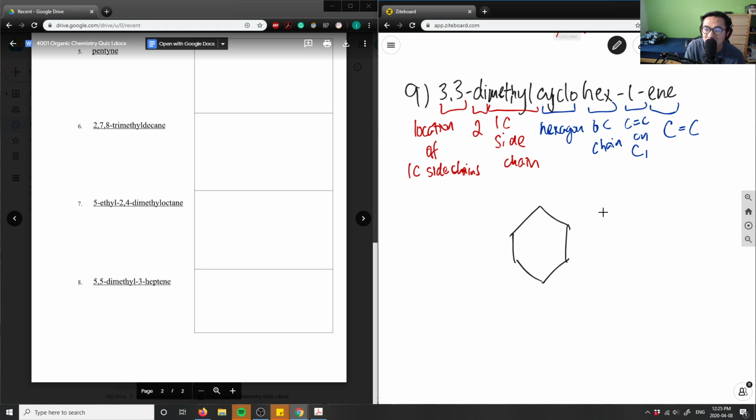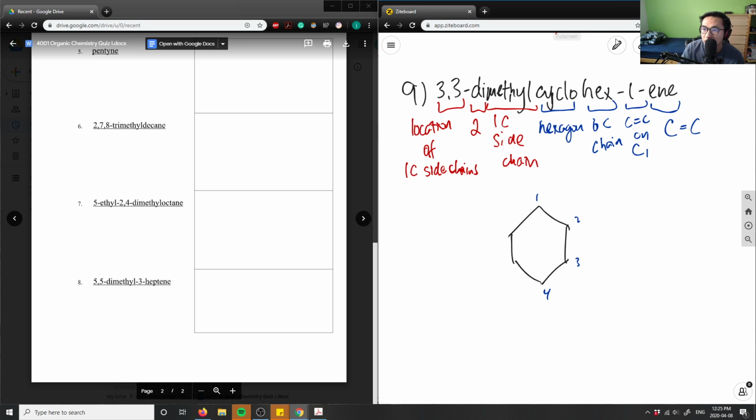I have a double bond on carbon 1. So let me make the top part carbon 1. This is 1, 2, 3, 4, 5, and 6. So on carbon 1, I have a double bond, right? So it's going to double bond from carbon 1 to 2. So I'm going to draw a double bond like this, like so. So that's good. And so all the blue stuff is now finished.